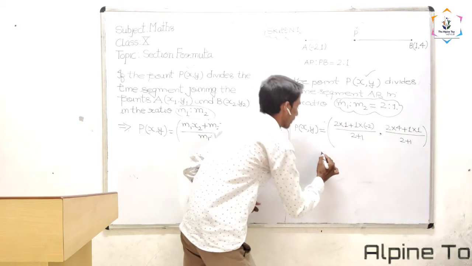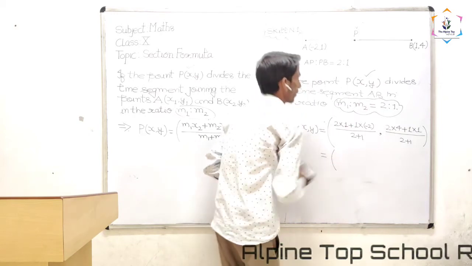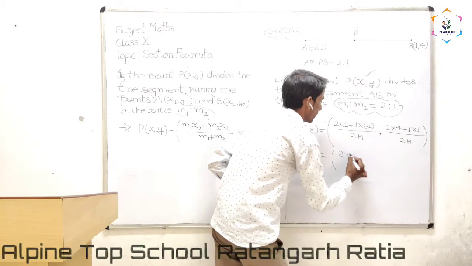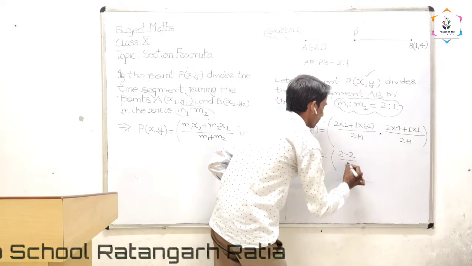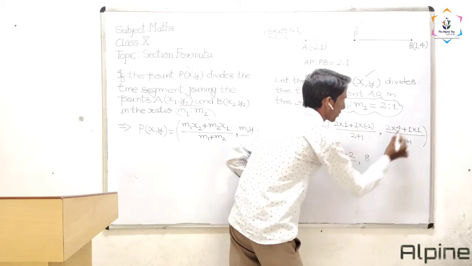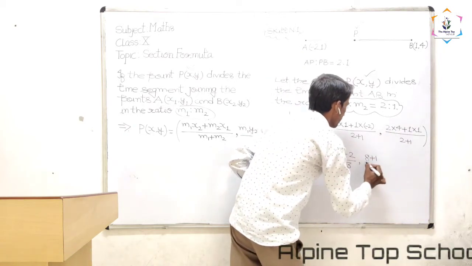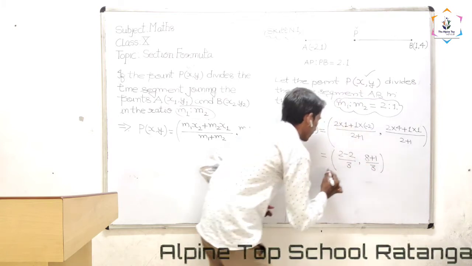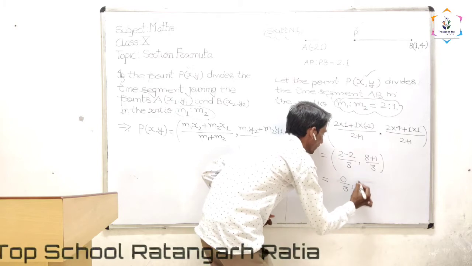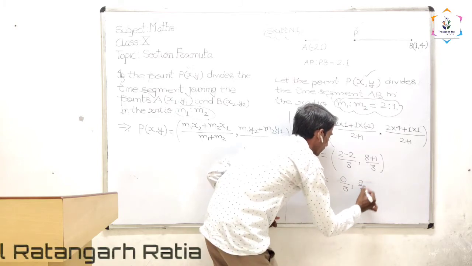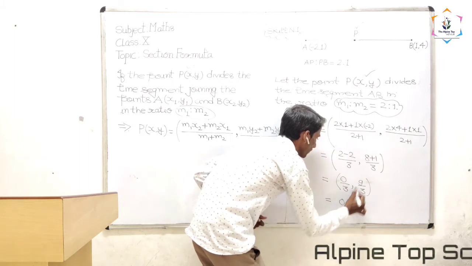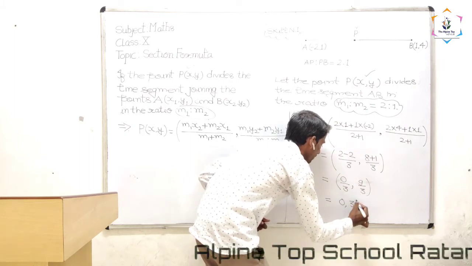Now students, do the calculation. 2 1s are 2 is here, plus minus, by 2 plus 1 that is 3. 2 4s are 8, 1 1s are 1 is here, by 3. Now 2 minus 2 is 0, you know, 0 upon 3, and 9 upon 3. Now do the final calculation. 0 upon 3 is 0, 9 divided by 3, 3 is here.